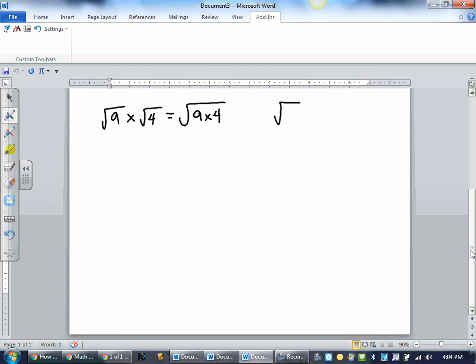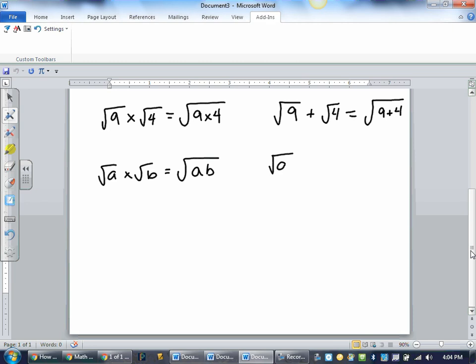What we are not allowed to do is the square root of 9 plus the square root of 4 is not equal to the square root of 9 plus 4. When you can put them together under the radical sign, it's only true if you're multiplying or dividing, not when you're adding or subtracting. Do not be confused. Okay, so in general, it says down below, the square root of A times the square root of B is indeed the square root of AB.